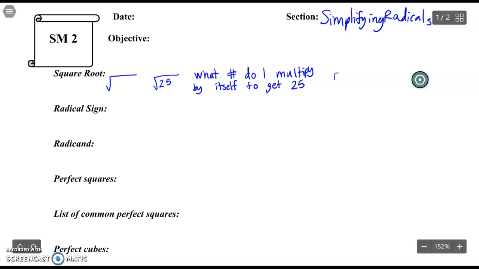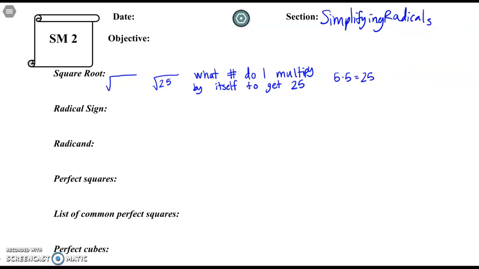So in this case, we know that 5 times 5 is equal to 25, which is the same thing as saying 5 squared equals 25. So the square root of 25 equals 5.